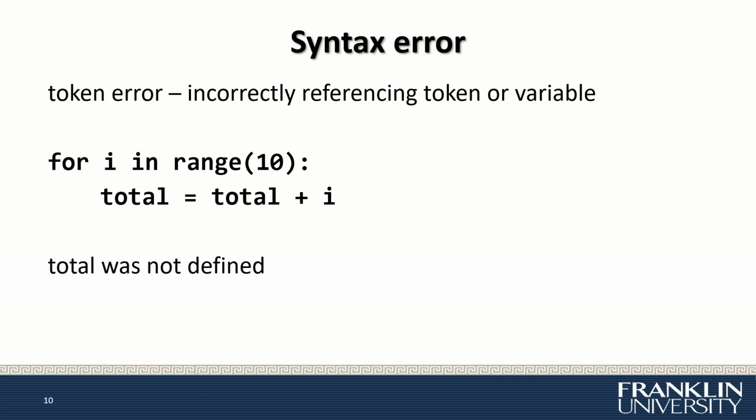You may not know the for loop yet, but in this statement, for i in range 10, colon, total equal to total plus i. This is actually a valid statement, except, well, total was not defined yet. If the variable had not been defined and you are trying to increment the variable, it will not work.